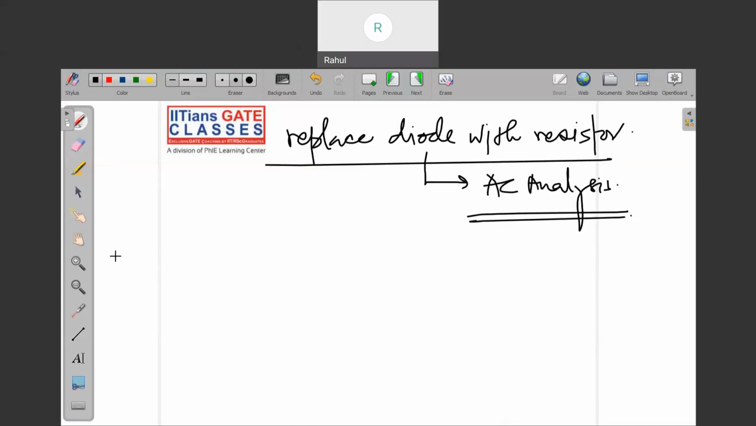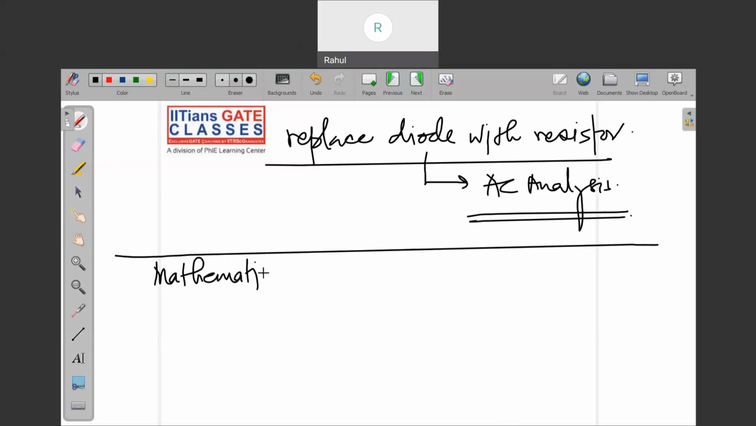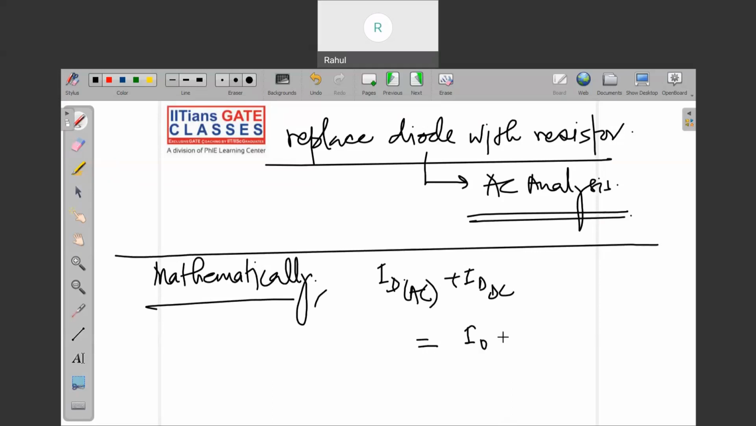Let me explain mathematically how you can get the value of AC resistance. This is ID. Here we can add AC and DC: ID AC plus ID DC equals I naught e raised to power (VD DC plus VD AC) upon eta Vt. You can neglect the one for the time being.